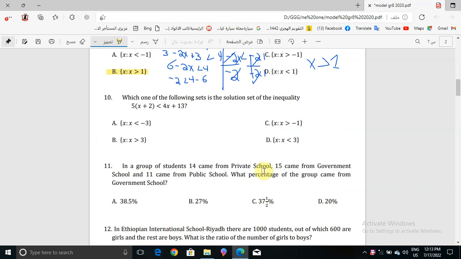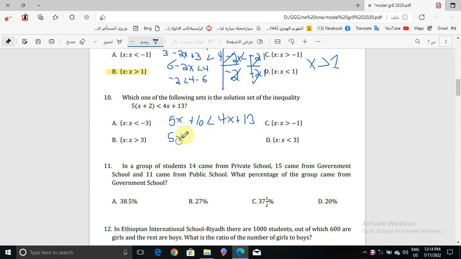Now question number 10. Which one of the following sets is the solution set of the inequality 5 times x plus 2 is less than 4x plus 13? Now what we'll do here, first of all we remove the brackets. That means it will be 5x plus 10 less than 4x plus 13. Then shift 4x with 5x and 10 with 13. Then it will be what?